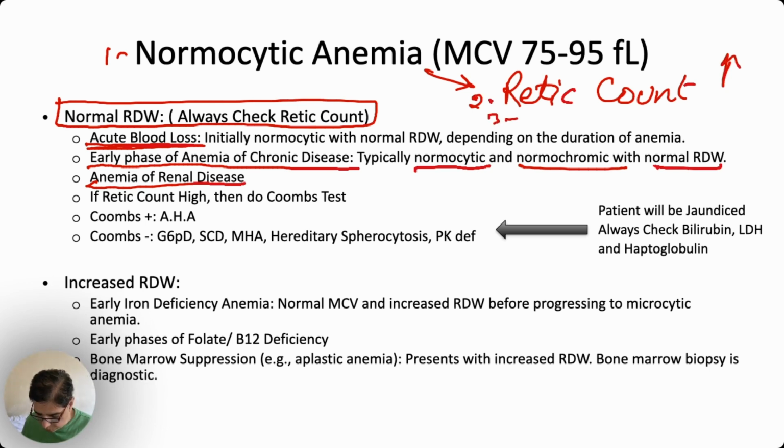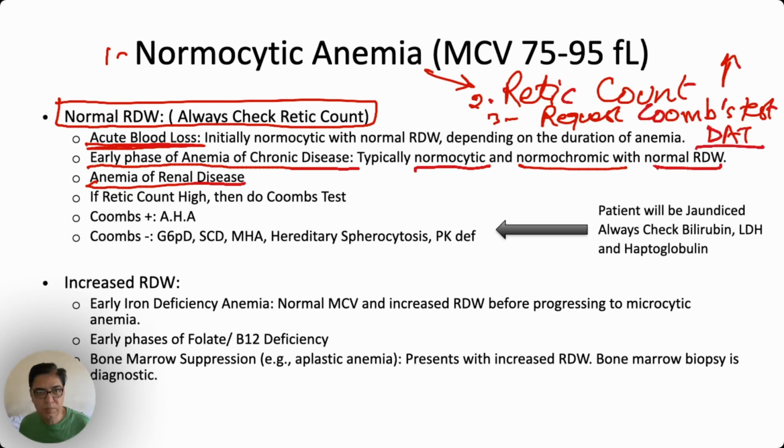Step number 3 would be to request the Coombs test. This is commonly known as the direct antiglobulin test, DAT, direct antiglobulin test, Coombs test. Because a high Retic count means you are dealing with hemolysis in a normocytic anemia. Now the next question is whether this hemolysis is immune mediated or non-immune mediated. So Coombs test positive means it's immune mediated. Something related to the immune system is causing destruction.